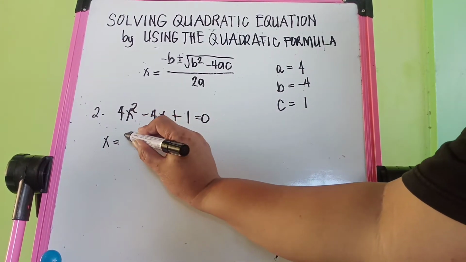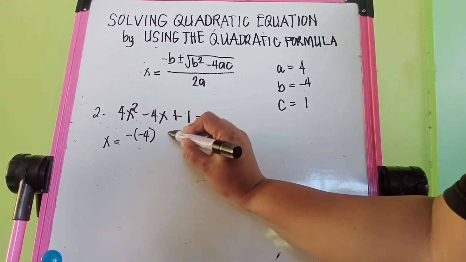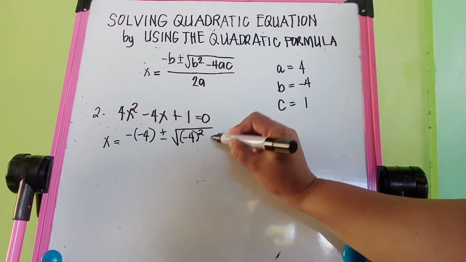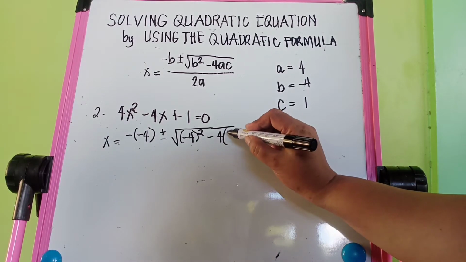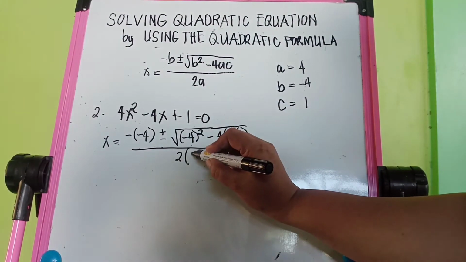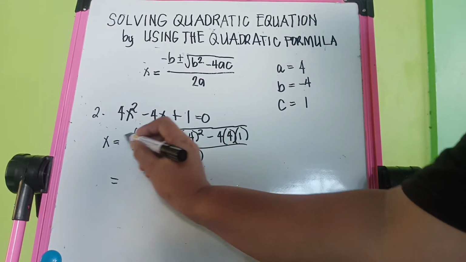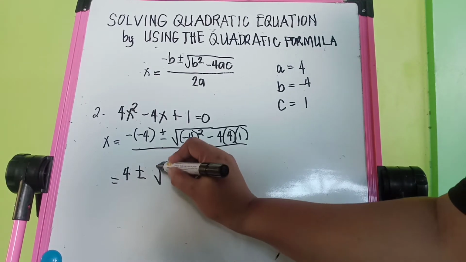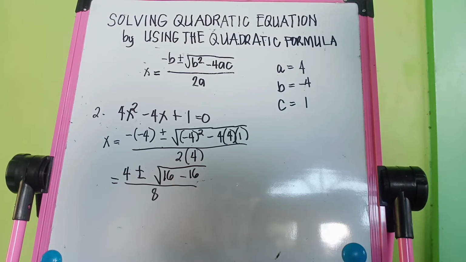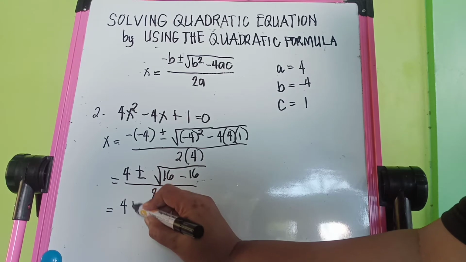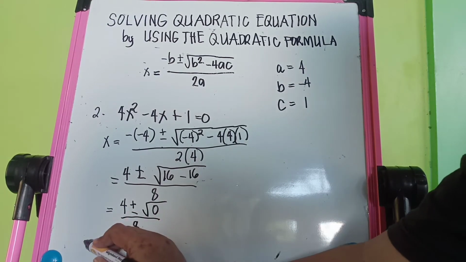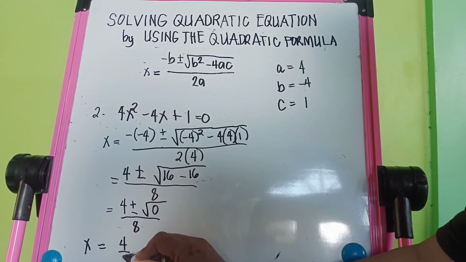So x is equal to negative, b is -4, then plus or minus square root of b squared. So -4 squared minus 4 multiplied by a, which is 4, and then we have 1 all over 2 multiplied by the value of a, which is 4. So we have here positive 4 plus or minus. This is now 16 minus 16 all over 8. So we have now 4 plus or minus square root of 0 over 8. Syempre, this is now 0. So x is equal to 4 over 8.